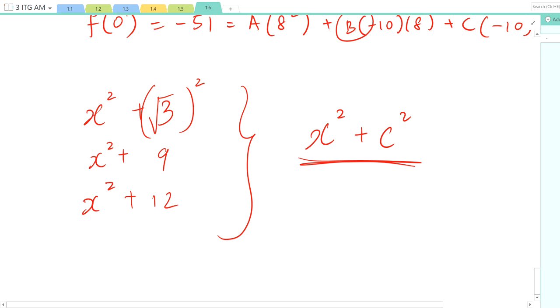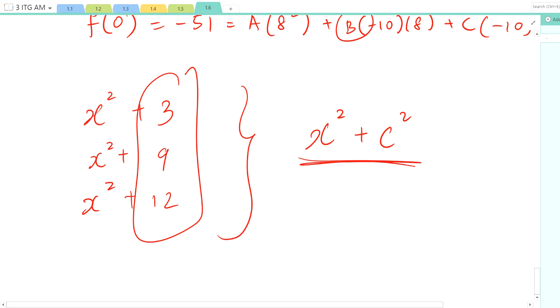So what's the value of c in the first case? Root 3. Root 3, exactly. So what about this one? What's the value of c in the last case? Root 12. So as long as I see x squared plus something, doesn't matter what the something is, as long as it's a plus something, it cannot be factorized further. Okay?